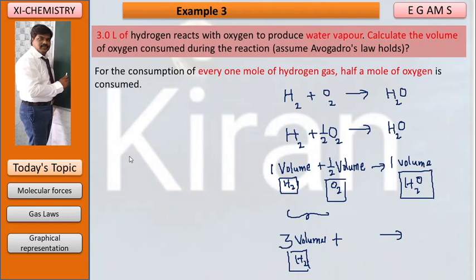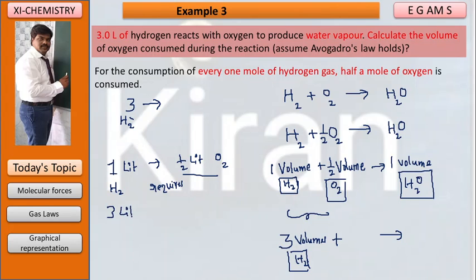How? Using the unitary method, you can go simply. For 3 liters of hydrogen, you require how much volume of oxygen? As per the data, 1 liter, 1 volume means 1 liter, requires half liter of oxygen. 1 liter of H2 requires half liter of oxygen. Then 3 liters of H2 requires how much? 3 into 1 by 2 is equal to 1.5 liters. So this is the answer.